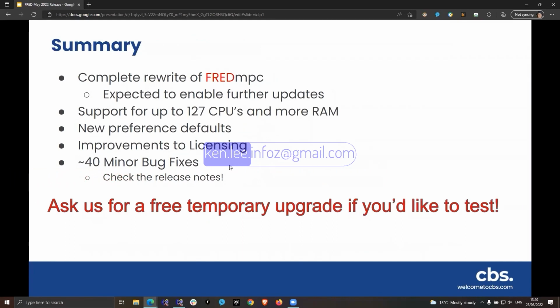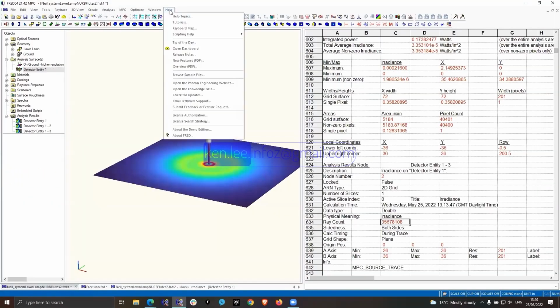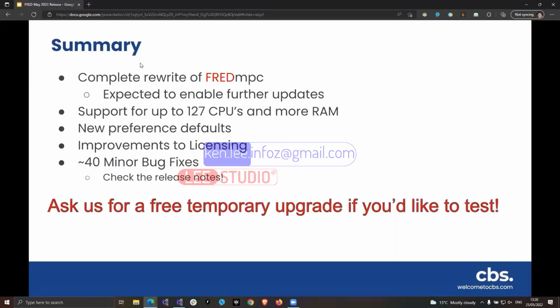So in summary, there's been a complete rewrite of Fred MPC, and that's expected to enable further updates. Support for 127 CPUs and much more RAM. New preference settings, turbo color scheme, improvements to licensing, and around 40 minor bug fixes. We're not going to spend any time looking at those. They are all in the release notes of Fred. For those of you that aren't aware where to find them, you can go to Help and then Release Notes, okay? And all of the detail is in there.